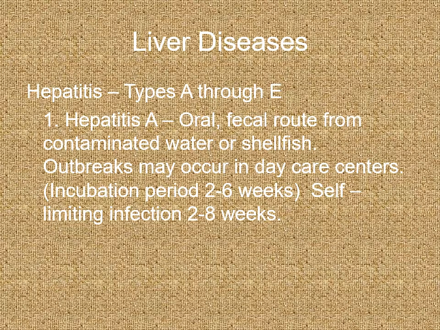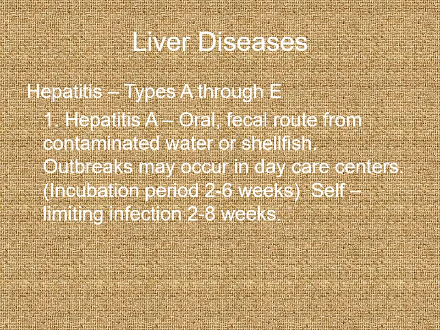Hepatitis A through E. There are all these different types of hepatitis depending upon the causative viral infection. Hepatitis A comes by way of the oral-fecal route from contaminated water or shellfish. The incubation period is 2 to 6 weeks. It usually is a self-limiting infection. Outbreaks may occur in daycare centers, and sexual transmission has occurred in homosexual populations, but it is a self-limiting infection.